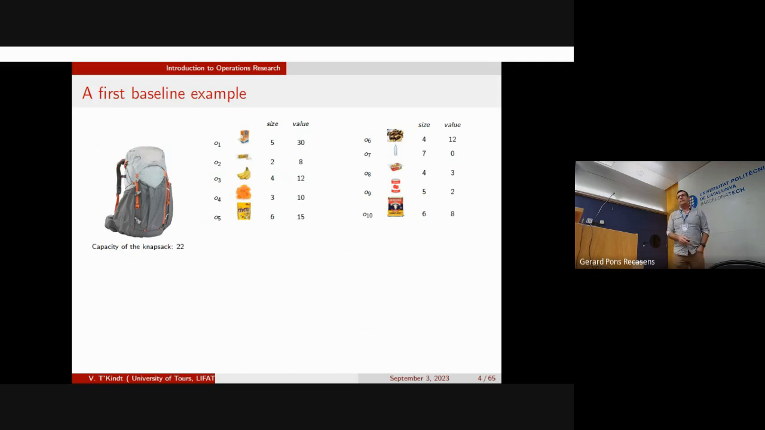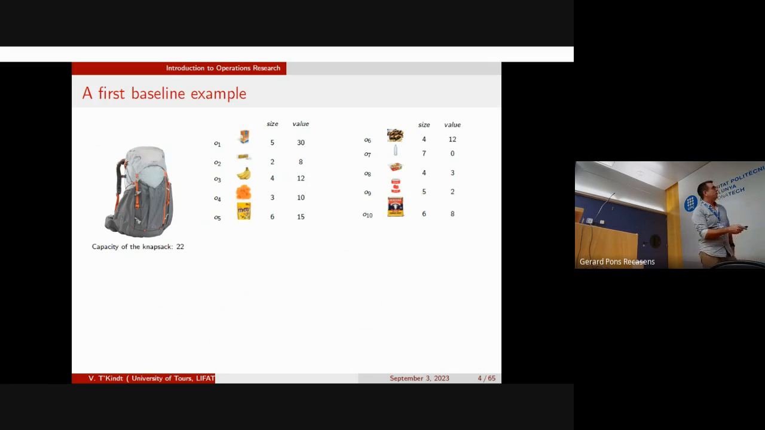So, a first example. I ask you to play a little, okay? We go gently. Suppose you go hiking, and you have a backpack with a capacity of 22. The unit doesn't matter. It could be meters squared, it could be kilos. We don't care. That's 22.